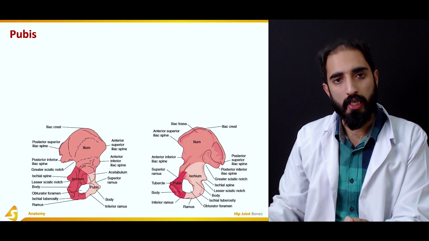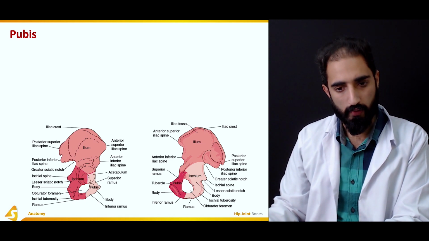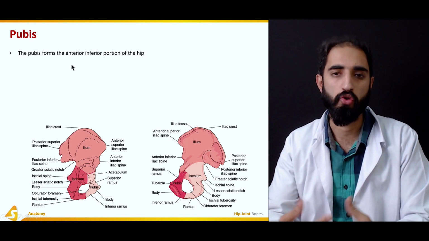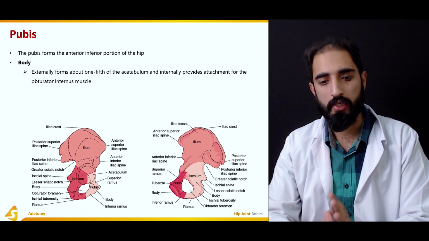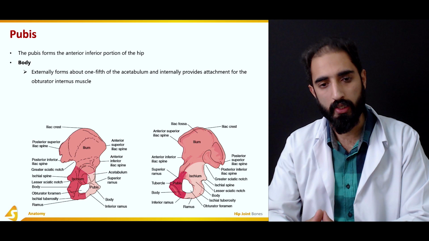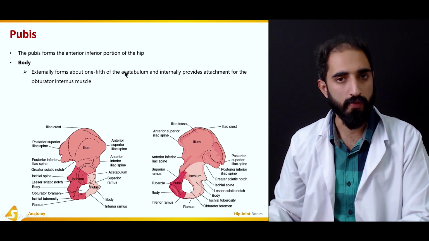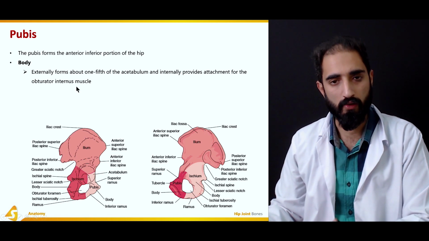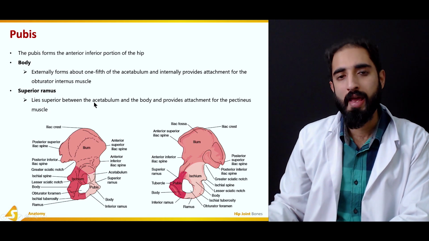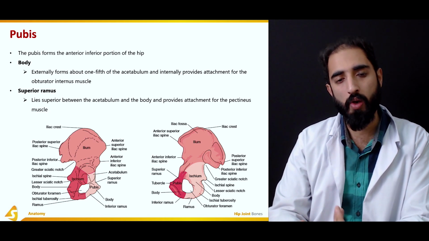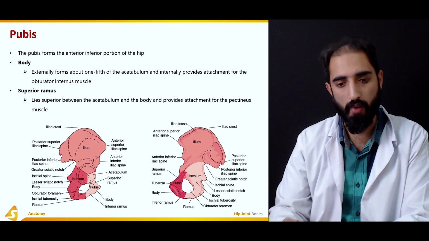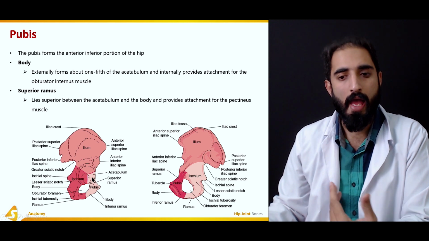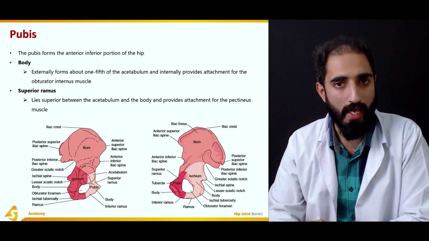Lastly, the third part of the innominate bone is the pubis, which is located antero-inferiorly, and the pubis forms the anterior and inferior portion of the hip. Once again, just like the ischium, it also has a body and externally forms about 1/5 of the acetabulum and internally provides attachment for the obturator internus muscle. Moreover, as I already mentioned, the pubis has two rami, one is the superior ramus and one is the inferior ramus. So here we have the superior ramus, and it lies superior between the acetabulum and the body and provides attachment for a muscle which is known as the pectineus.